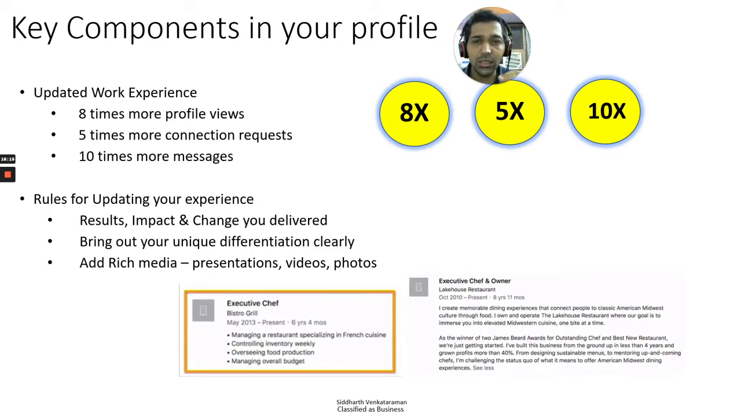So I'm showing you the difference between two executive chefs from two different hotels. On the left, you have this chef who has just listed the activities which the chef does, okay? Saying managing a restaurant, controlling inventory weekly, overseeing food production, managing overall budget. Now, the point is, this is what the chef is expected to do. So, this doesn't tell a story.